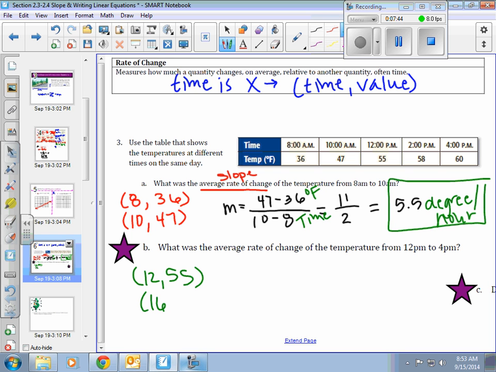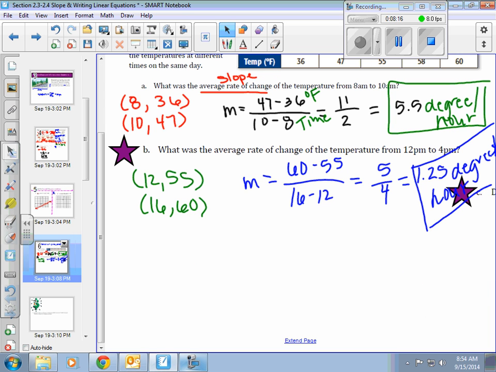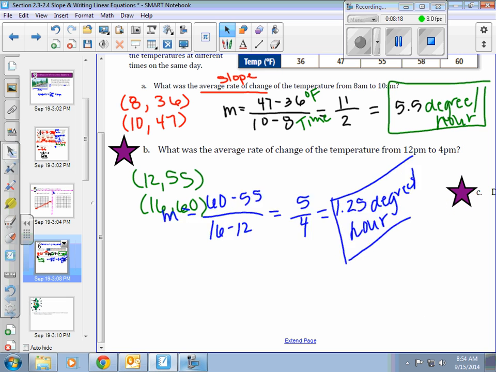So 16 and 60. Finding that rate of change, I would do 60 minus 55 all over 16 minus 12. So I get 5 over 4, which gives me 1.25. And once again, I label. This is going to be the same, degrees per hour. So it's increasing only by 1.25 degrees per hour right now. Okay, part C.